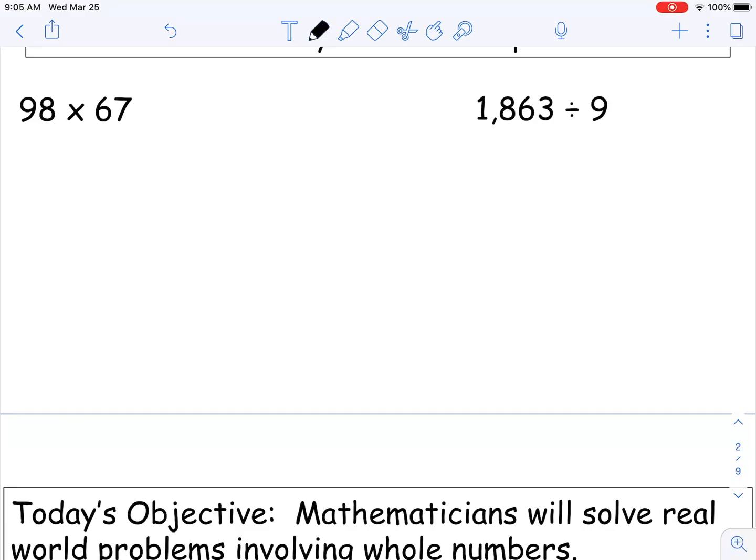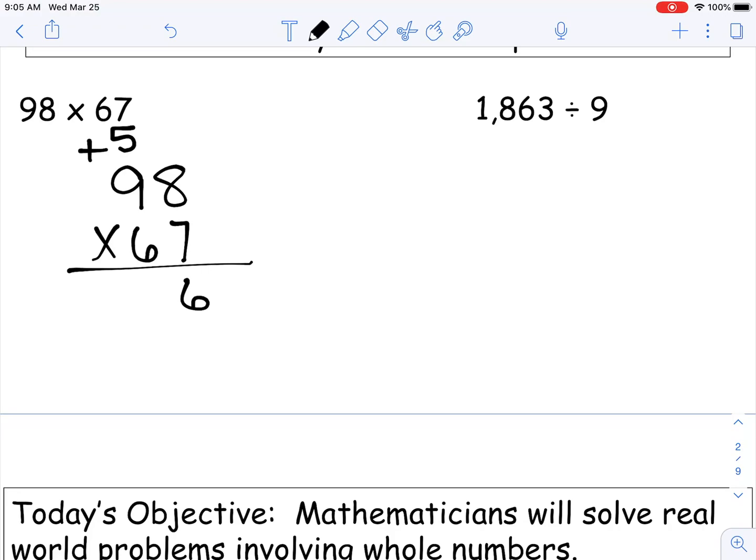Let's do some multiplication and division. We have 98 times 67. 7 times 8 is 56, carry my 5. 7 times 9 is 63, plus 5 is going to give us 68. I'm done with the 7, placeholder 0, because that 6 is really 60.